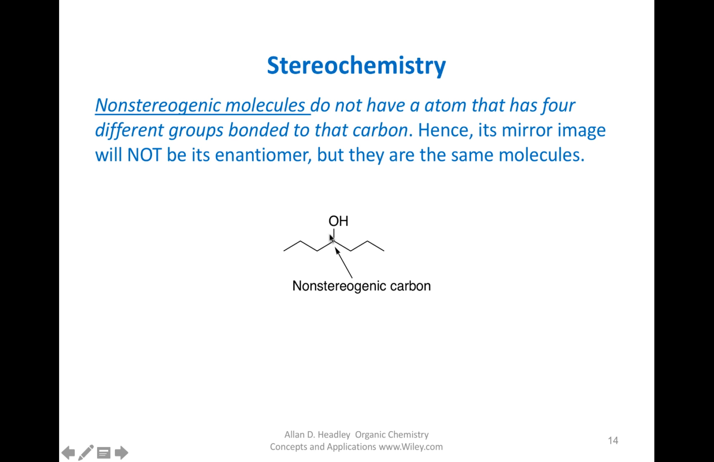Let us look at this molecule here. This is the carbon, but notice that this group is the same as that group. So it's a non-stereogenic carbon, and this molecule is not stereogenic. Therefore, its mirror image will be the same as the molecule. So its mirror image is not an enantiomer. It's not a stereoisomer. That's different, so look out for that. Again, for this chapter, you will have to do a lot of practice. You'll have to get your model set and really visualize these molecules in 3 dimensions.